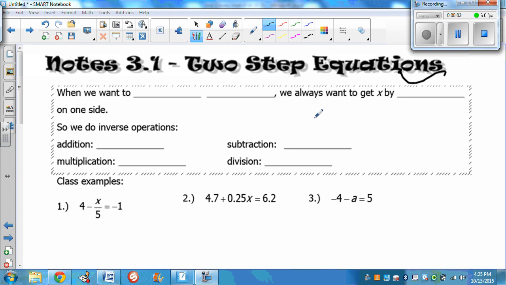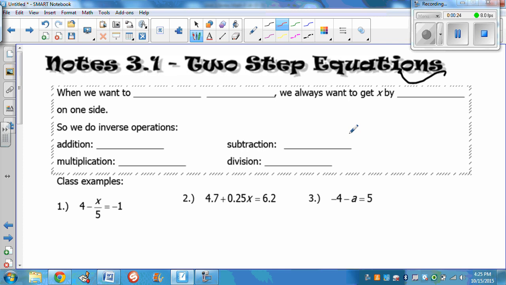Two-step equations. We're going to spend the next couple weeks in this equations unit, and we're going to solve all different types of equations, from pretty simple to sort of medium level to really complex. But by the time we're done, you guys are going to be pros at solving equations. So we're going to start with that basic two-step equation.